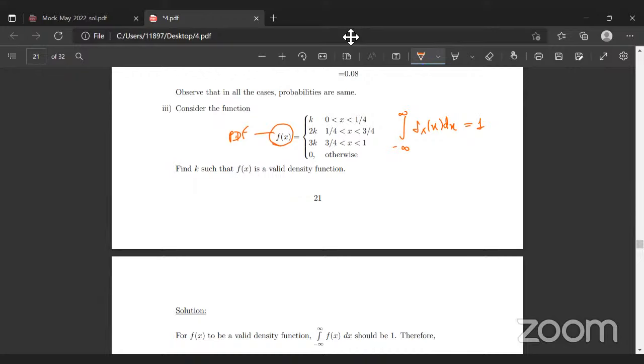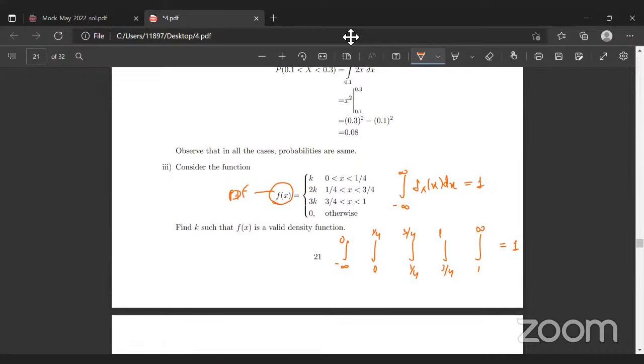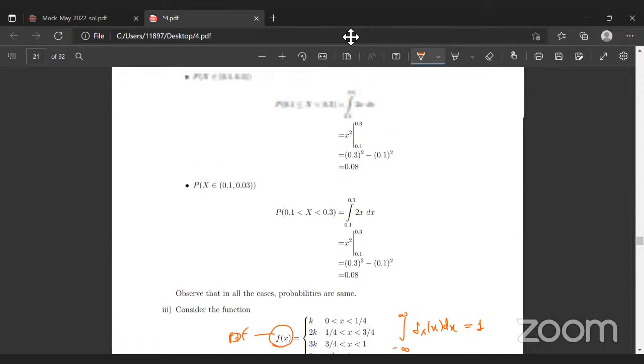Correct. So if you integrate over all the intervals, in this case, I will do minus infinity to 0, then 0 to 1 by 4, then 1 by 4 to 3 by 4, then 3 by 4 to 1, and 1 to infinity. All this should sum up to 1. Once you solve this, you should get the value of k. And for that value of k, your fx becomes a valid density function. So this is something that you should know how to find.